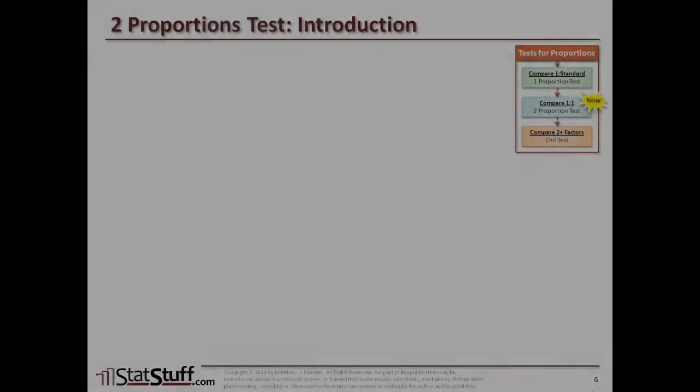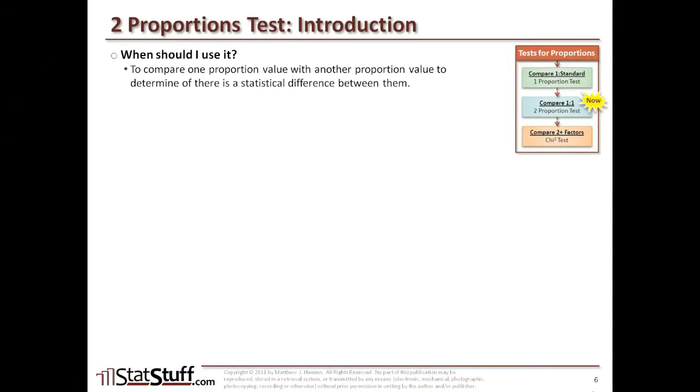All right, now we can dive into actually showing how to run the 2 proportions test in Minitab. Well, for the 2 proportions test, when are we going to use it? Well, it's when we want to compare one proportional value with another proportional value so that we can determine if there's a statistical difference between the 2 values. So if you're going to be using it within Minitab, you would go to the Stat menu, select Basic Statistics, and select the 2 proportions in the menu.